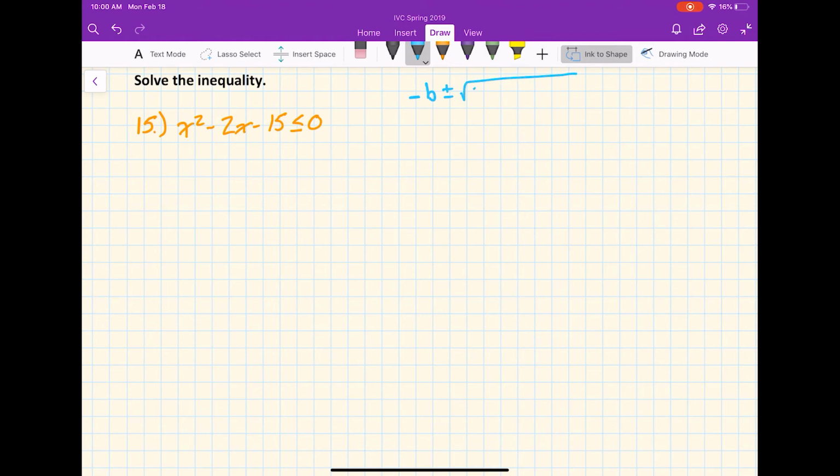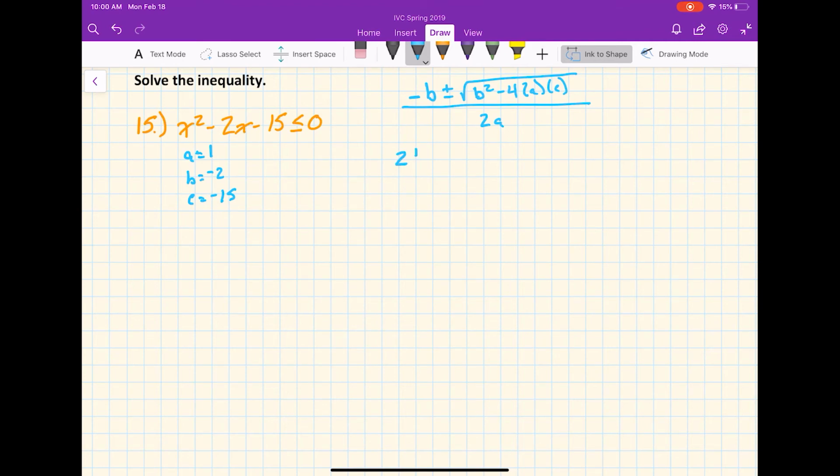Negative b plus or minus the square root of b squared minus 4 times a times c, and that, of course, all over 2a. This is our quadratic equation formula. Right, so I just need to figure out what a, b, and c are. Our a is 1. The coefficient of our b is negative 2. And the c is negative 15. So I'm just going to take all these numbers and plug them into that quadratic equation.